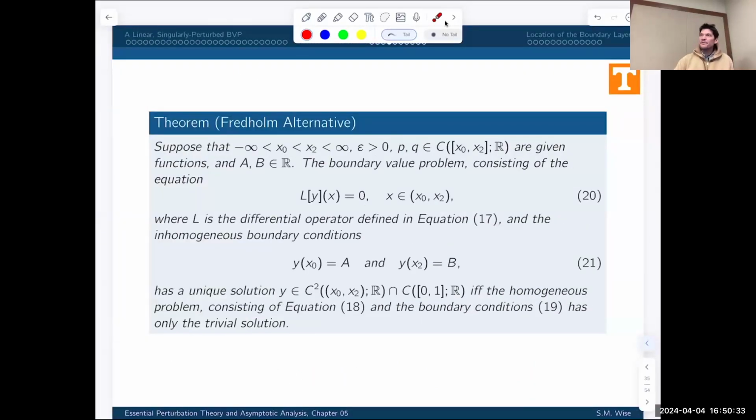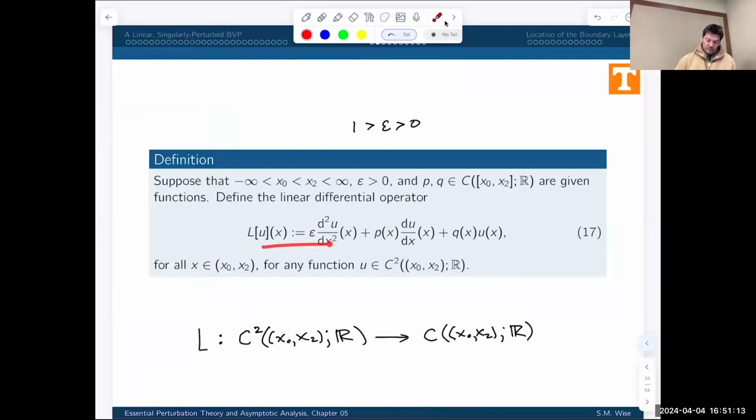All right, so has anyone heard of this theorem before? You've probably seen or heard of variations of this, at least. This is called the Fredholm alternative theorem. It says this: suppose that our usual assumptions hold. Suppose that A and B are real numbers. Then the boundary value problem consisting of this operator set equal to 0, so notice that this part is homogeneous, where L is the differential operator in equation 17. So remember, put that mental snapshot in your brain. That's the differential operator we're thinking about. Second order, linear, non-constant coefficient differential operator.